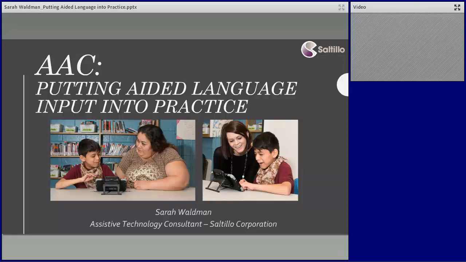Today we're going to talk a little bit about aided language input, which is a strategy that can be used with any individual who's using any form of AAC. I may touch on some of the Saltillo devices, but really this is a strategy that can be used with anybody using any form of augmentative communication, even if it's just pictures or other devices as well. Feel free to put some questions in the chat box, and at the end of the presentation I will get to those.